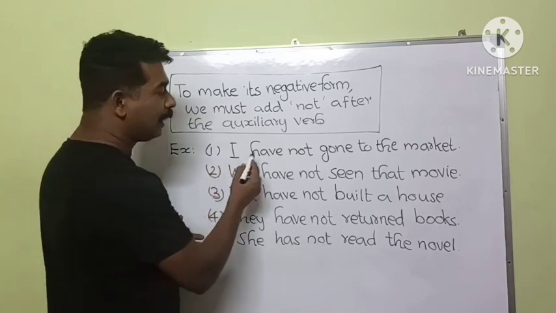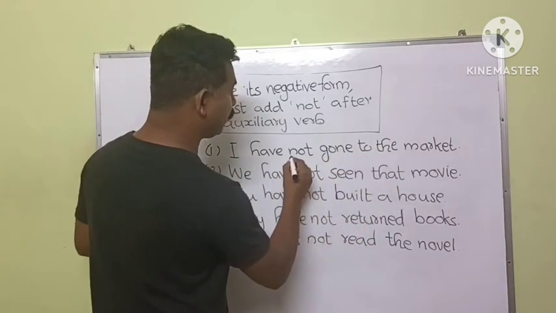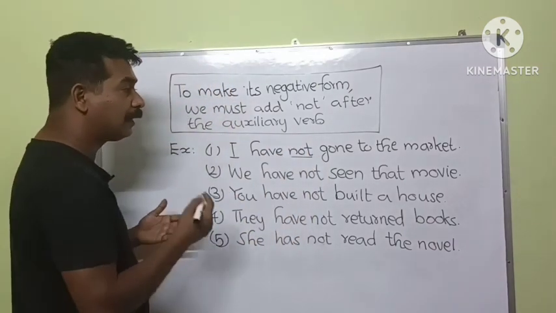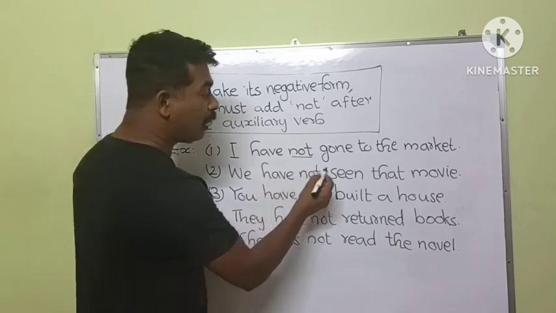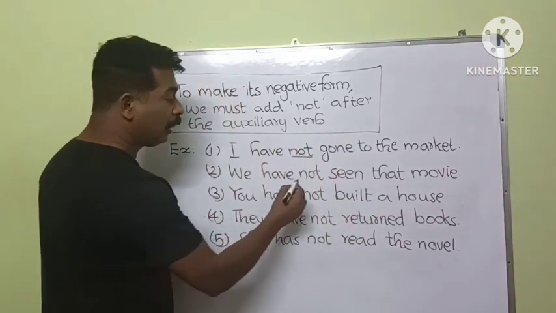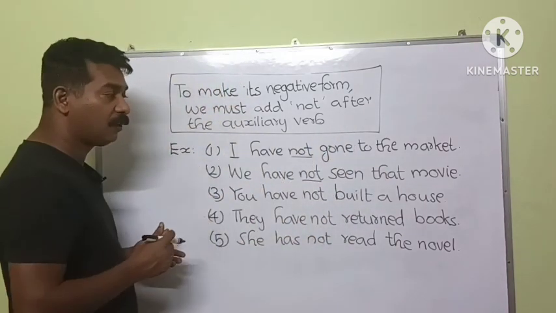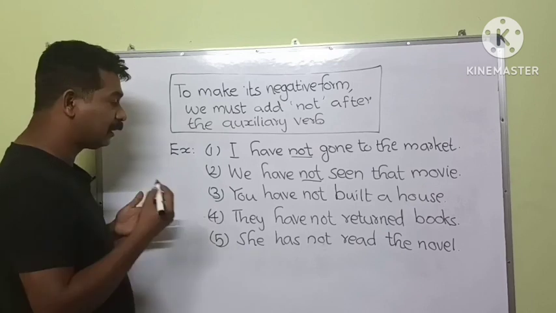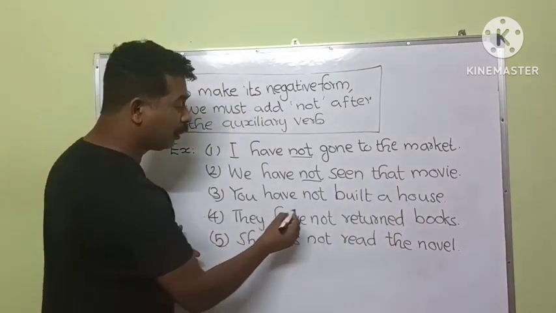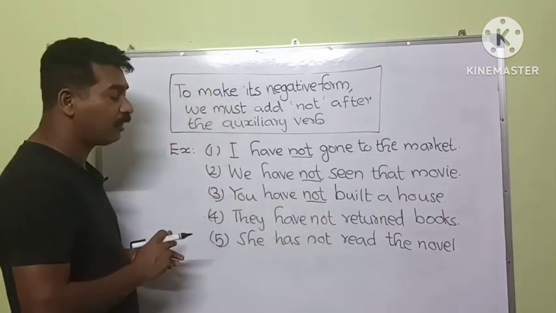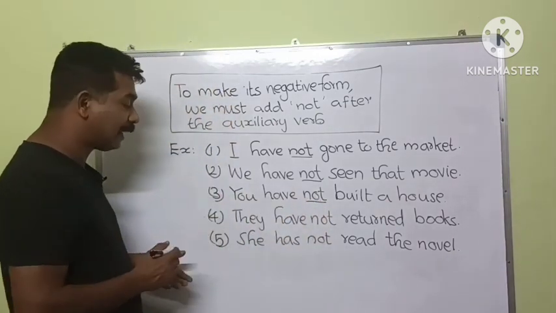Example number 1, I have not gone to the market. Not after the auxiliary verb. The sentence is negative. Example number 2, we have not seen that movie. Not after the auxiliary verb. So the sentence is negative. Example number 3, you have not built a house. Not after the auxiliary verb. So the sentence is negative.